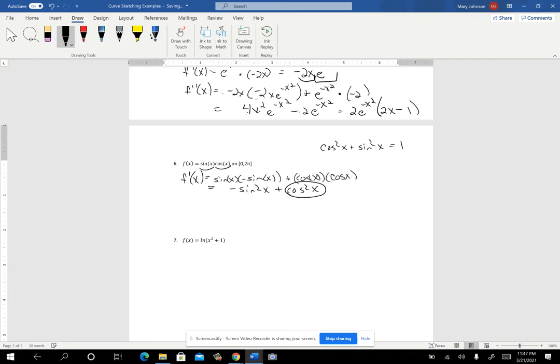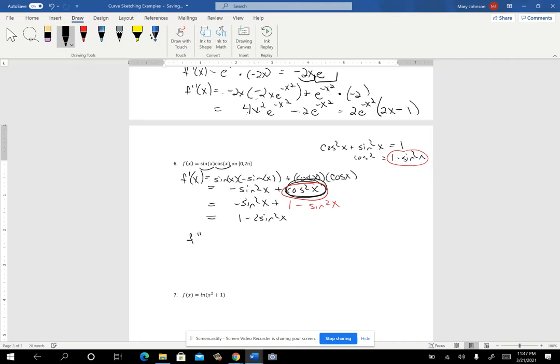We know that cosine squared x plus sine squared x equals 1, so we can use this identity to make a substitution right here. So right in place of that, I'm going to put 1 minus sine squared x. If I put that right there, and then I had negative sine squared x here, then this becomes 1 minus 2 sine squared x for the first derivative.